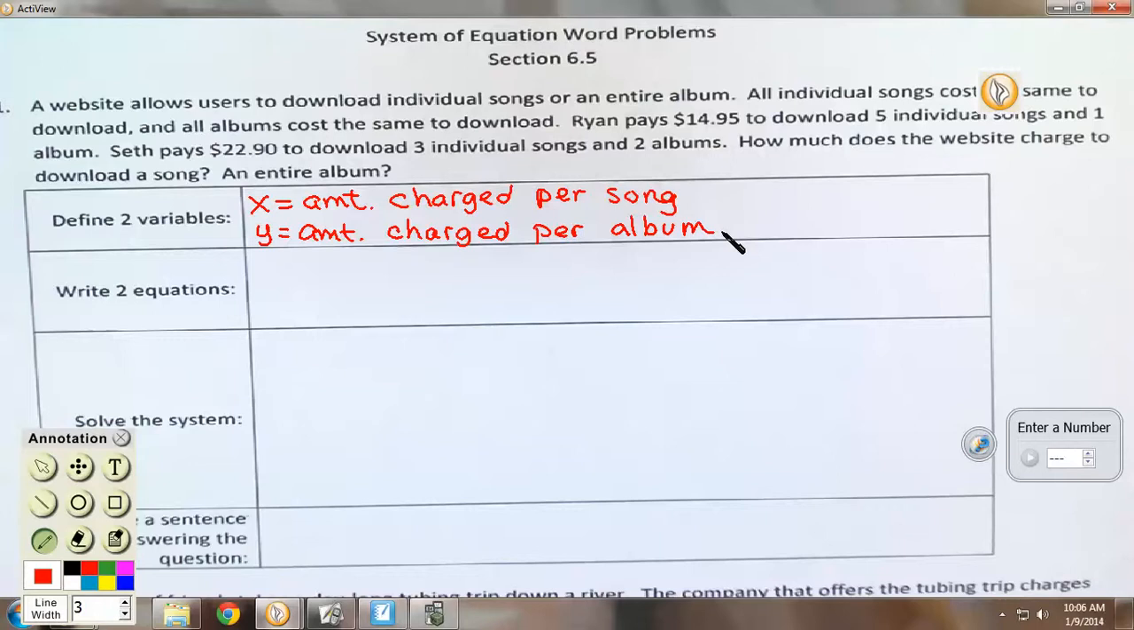Alright, so that's step one. We had to define our variables. And I want you to give me a good definition. Don't just put song and album. I want more than that. I want you to put the amount charged per song and the amount charged per album. Be specific.